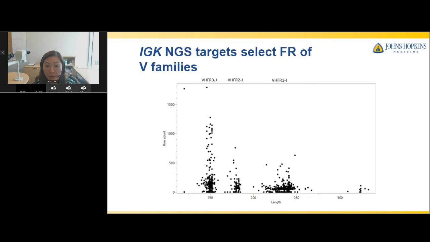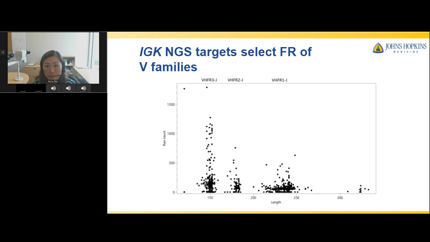So if you remember, all B and T cell receptor genes have the same framework configurations that flank the CDRs. So you can see here, again, similar to the Ig heavy chain sequences, the amplicon length is displayed against the read count of each individual amplicon, shown as dots. And you can see that the smallest framework is framework 3, the largest framework is framework 1, and then again, the distribution of the dots approximates the Gaussian distribution.